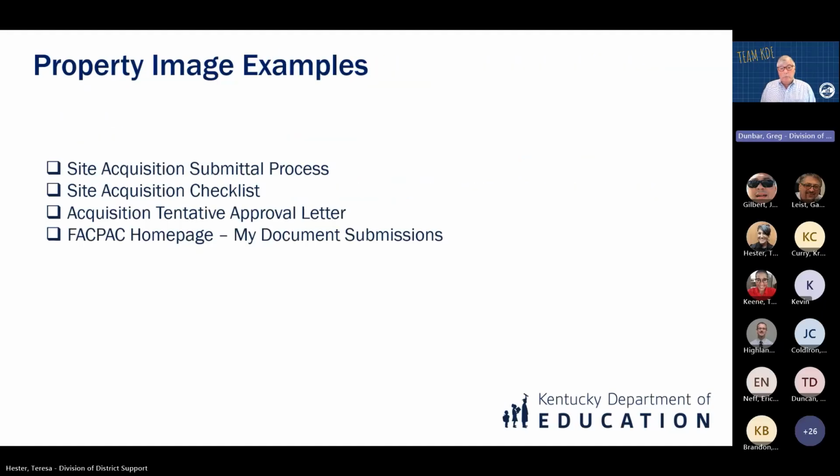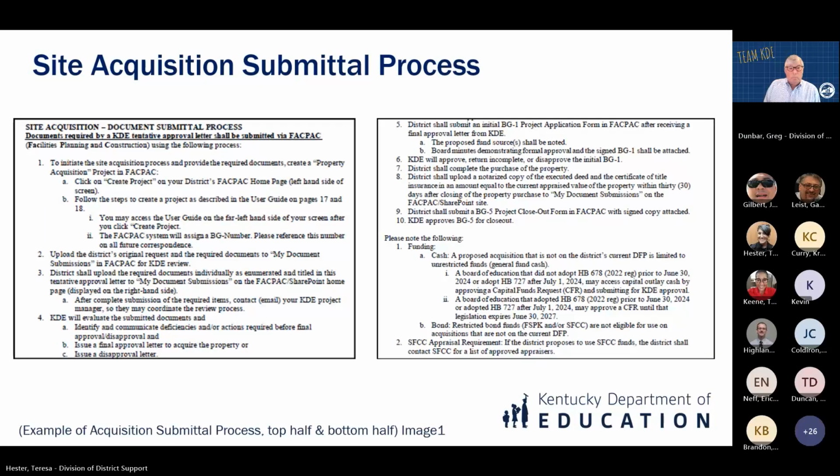So I've got a couple of quick examples here of the documents I referenced. Let's look at the first one. So this is the site acquisition checklist. You'll see the itemized numbers. KDE will strike those things. Excuse me, wrong checklist. So this is the FactPack submittal checklist. This needs to be followed to ensure efficient submittal of documents.